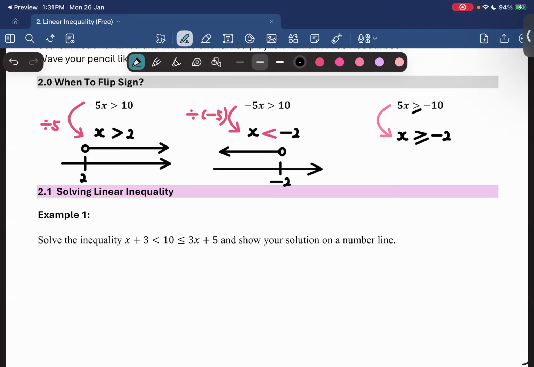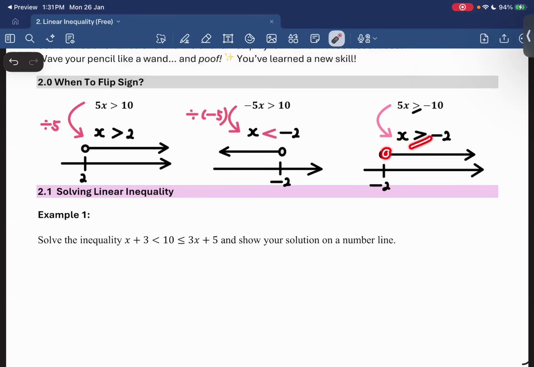Okay, so this is what you need to know for Sec 2. If I were to draw this, it's a more than or equal, right? Because it's more than or equal, you need to color the dot. So when you color the dot, it will be like that. Okay, so the extra effort you use to draw a line, you color. If you never draw the line, no need to color.